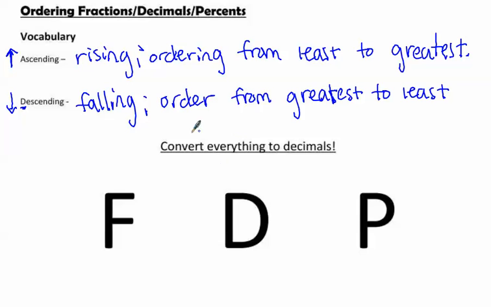Don't forget, when comparing numbers, convert everything to a decimal. You can also use FDP for help if you need it. For example, going from decimals to percents, you are going in the right direction, so you want to move 2 decimals to the right. In other words, multiply by 100.